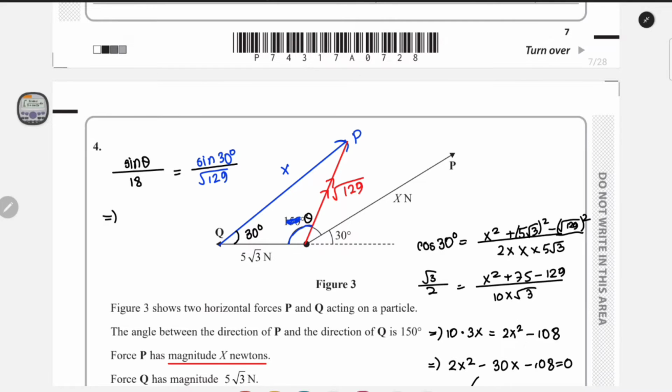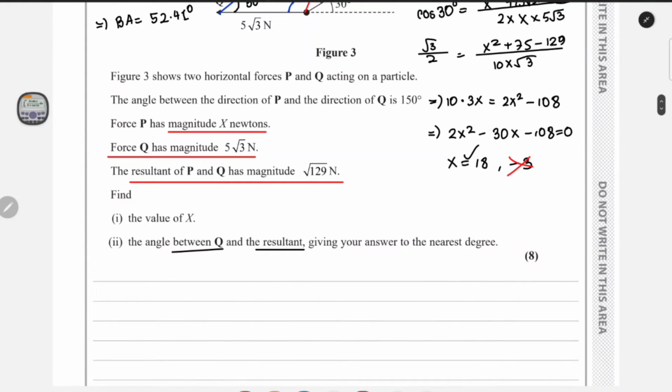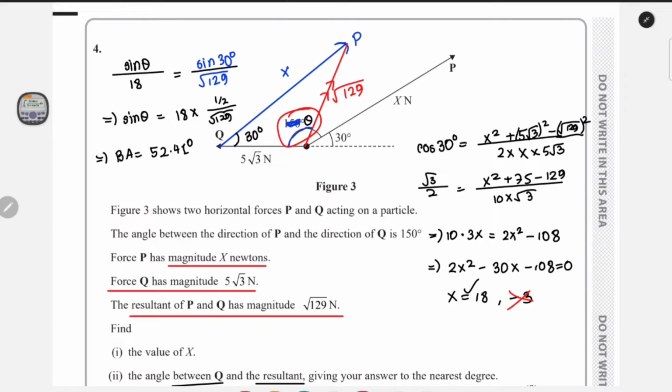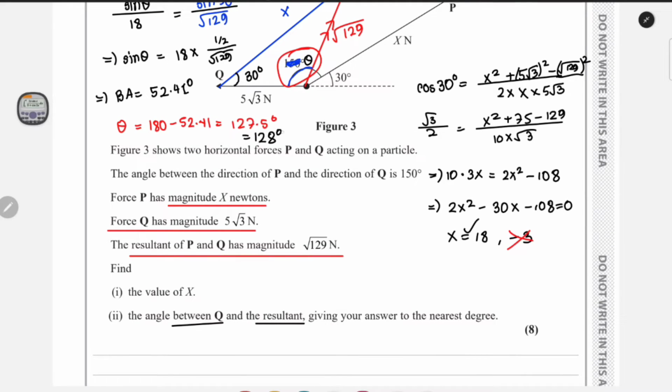Now if we solve this, sine 30 is half, so 18 times half will be 9. If we take sine theta as the subject, we'll get 18 times half by root 129. So theta, the basic acute angle, will be 52.41 degrees. This is not the answer yet. This is the basic acute angle, but if we see this diagram, theta must be obtuse. So theta would be 180 minus 52.41, so we'll get 127.5 degrees, and to the nearest degree it would be 128 degrees.